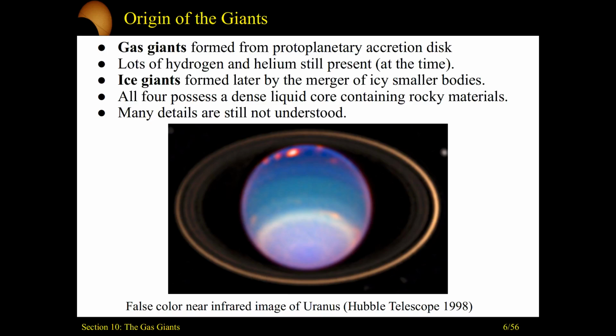Now, when it comes to discussing the giant planets, all four will possess a dense liquid core and some rocky materials down there. But don't be mistaken to think that there's a surface that you ever could land on when it comes to the giant planets. And one thing they'll emphasize throughout these sections, throughout these videos, is that there are a lot of details that we still don't fully understand.